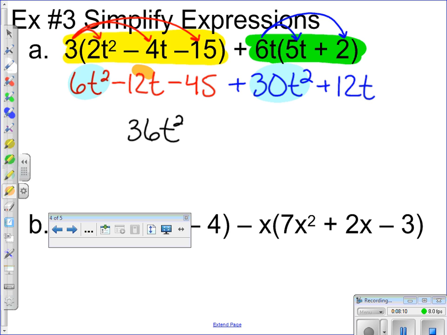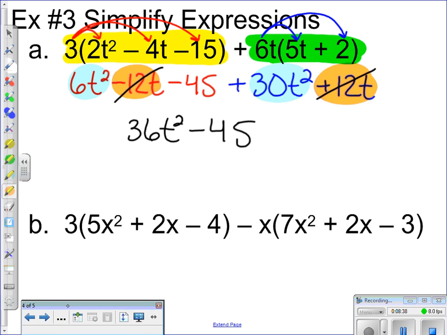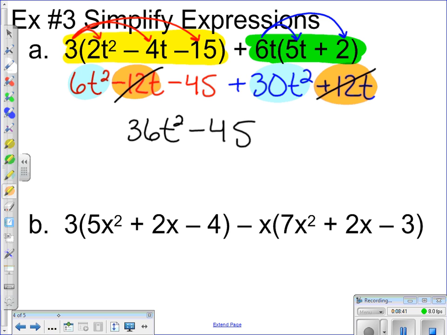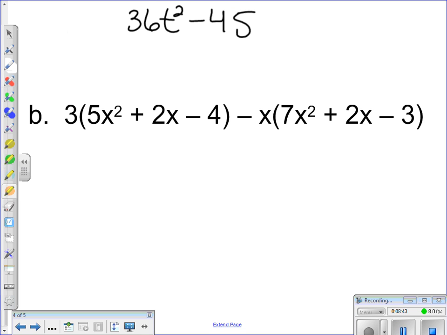Next, negative 12t and positive 12t. Well, a negative 12 and a positive 12 cancel out. They make 0, so they're not even part of the answer anymore. And then the only thing left is to bring down your minus 45. So that's our final answer. After you do the distributive property, if there's like terms to combine, you should combine them. Now, here's one for you to try. So you should pause and try B.